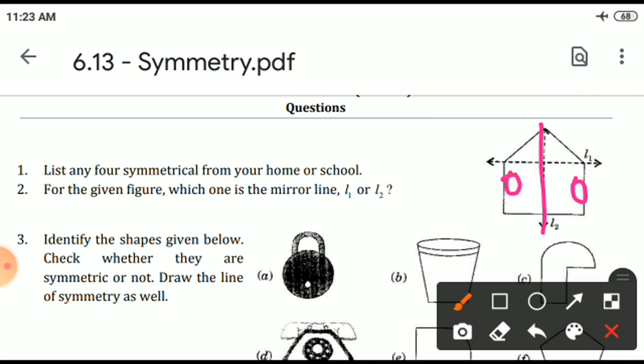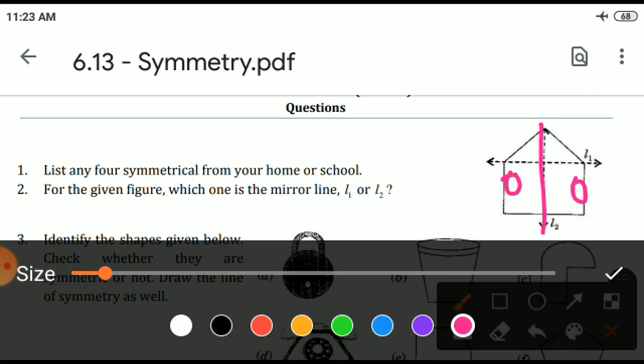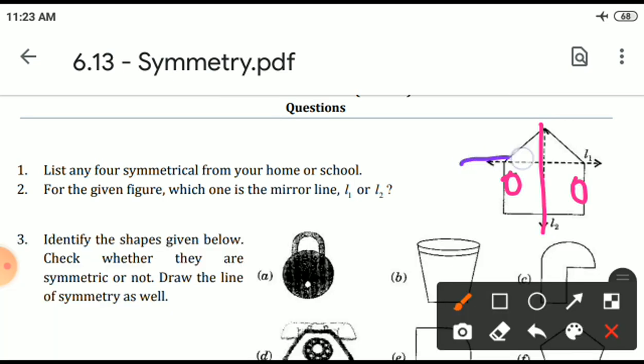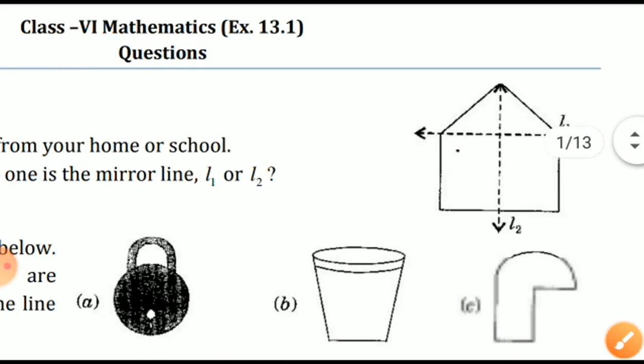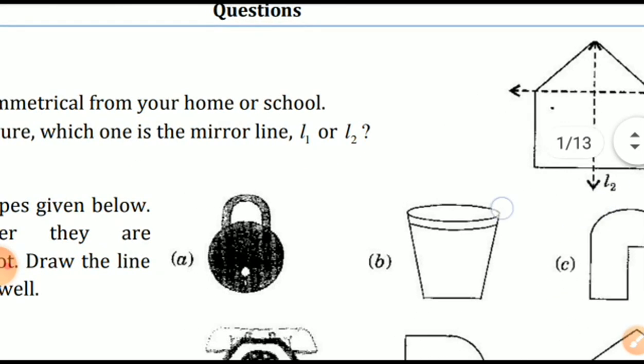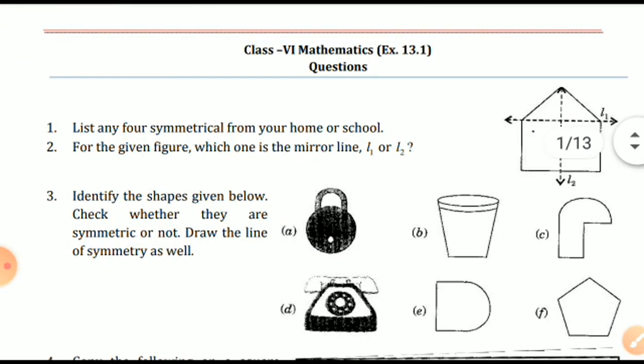Now think about this line, green color. I am taking green color, okay, or blue color. Violet color I am taking and drawing the line. This one line is the mirror line. It is an exact copy: this is the rectangle and the upside is the triangle. So this other one is not a mirror line, or you can say symmetry line. So we can say it's L1, isn't it? Like this way we can solve all questions one by one.